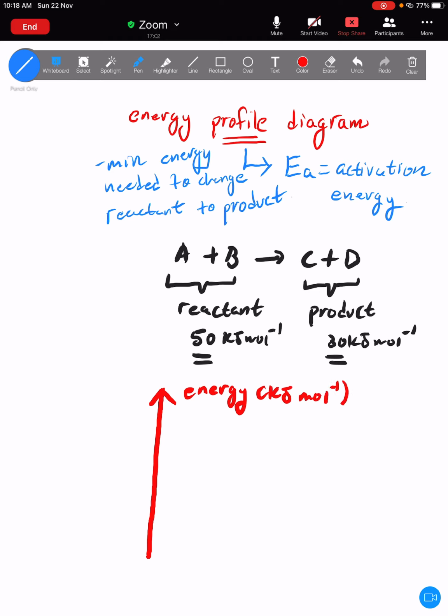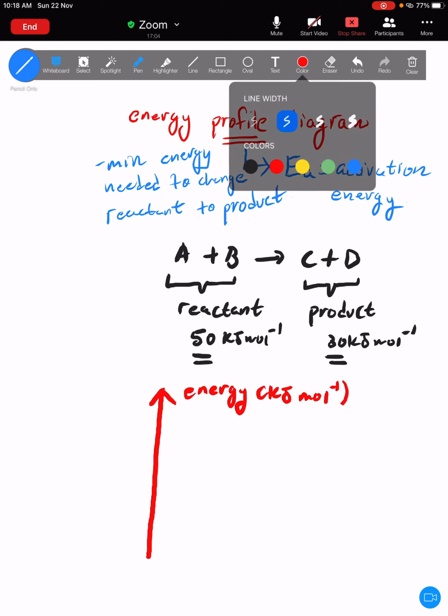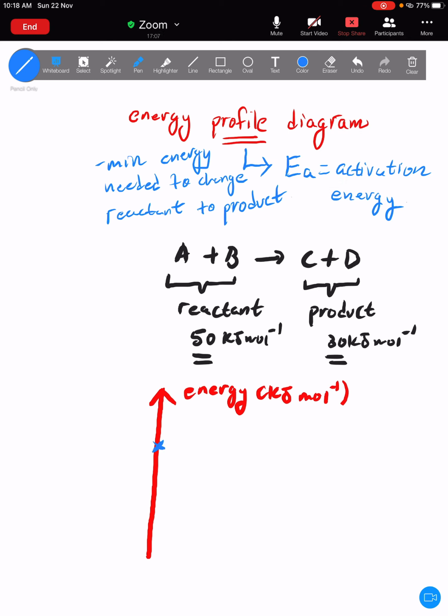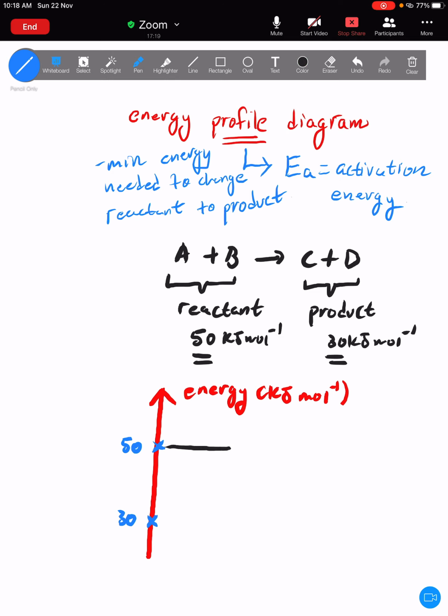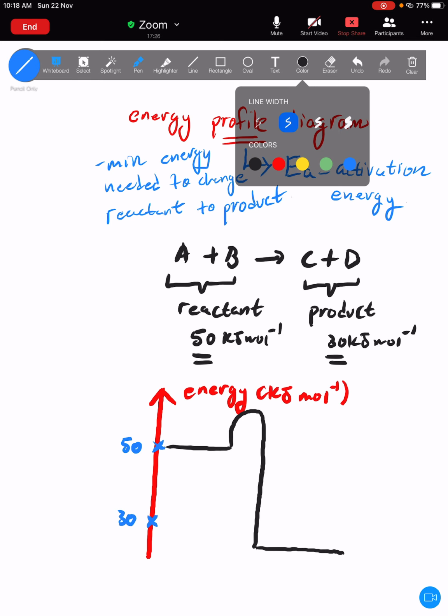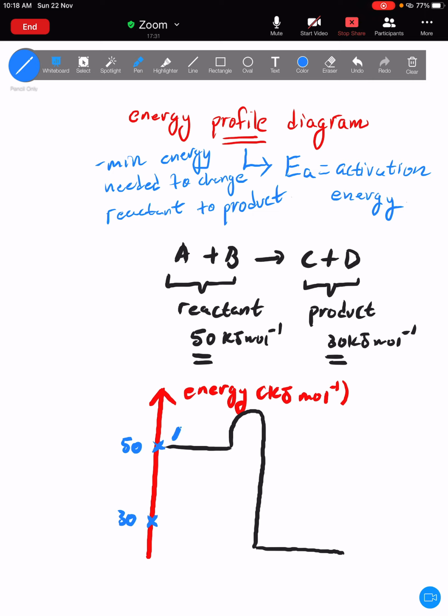On top of it, of course, you will agree with me the 50 is somewhere around here and the 30 is somewhere around here. How to complete the diagram? You just need to draw it accordingly like this, and you go up and go down and straight again. Please guys, during your SPM, you must label completely. You must put the equation here, for example A plus B and C plus D.